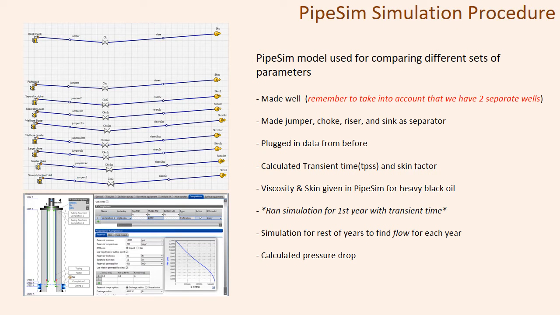We began modeling our base case well as pictured on top, but realized that it played out two completely different production systems. In the end, we modeled one well and took into account both wells through our calculations by multiplying production by 2.